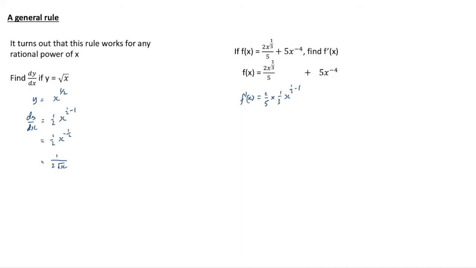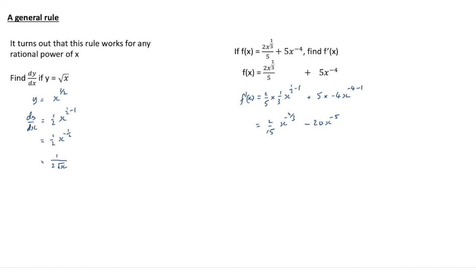Then we bring our power down, which is 1/3. Then we do x to the power of 1/3, take away 1. For the second term, we have our original constant of 5. We bring a minus 4 down, and we subtract 1 from the minus 4.